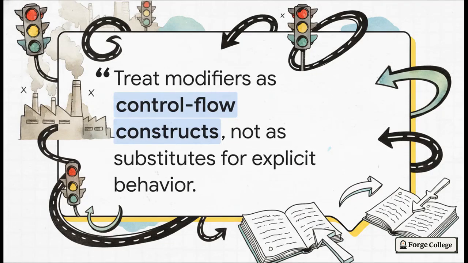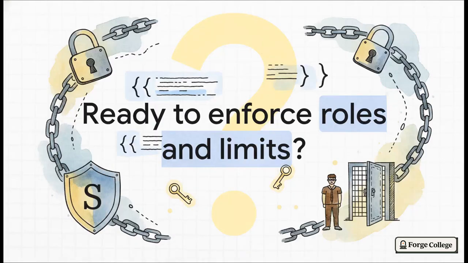To wrap up that thought, I really want to leave you with this defining principle to anchor your whole engineering mindset. Treat modifiers as control flow constructs, not as substitutes for explicit, well-documented function behavior. Basically, they are traffic cops, not hidden factories. You want to keep your core behavior incredibly obvious and use modifiers strictly to safely direct the flow of that behavior. And that brings us to the end of today's explainer.